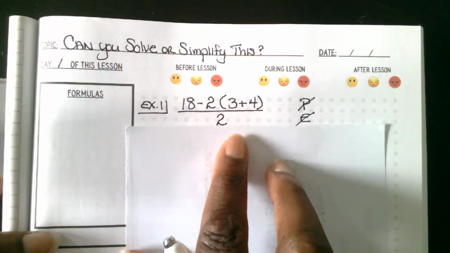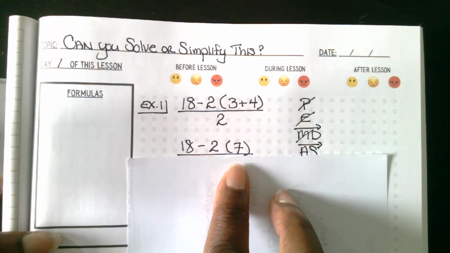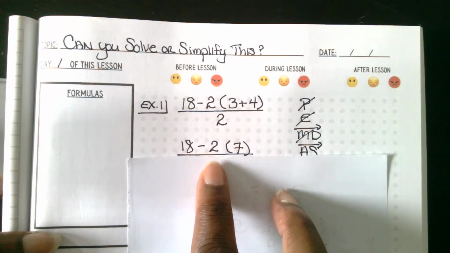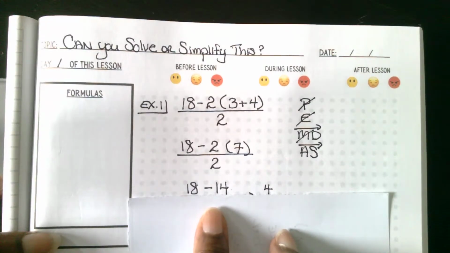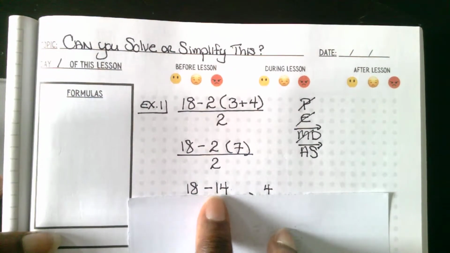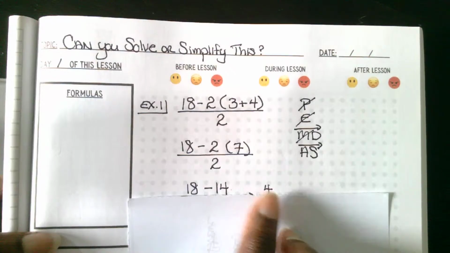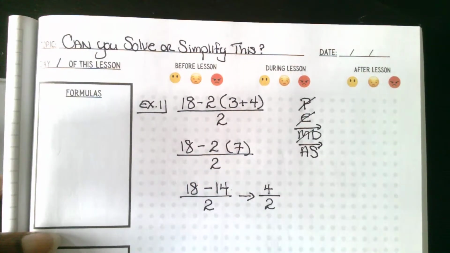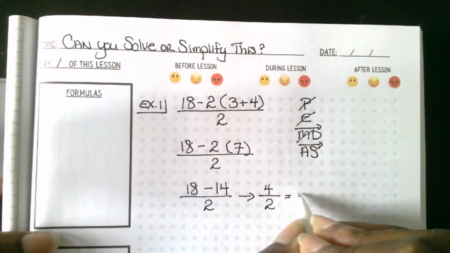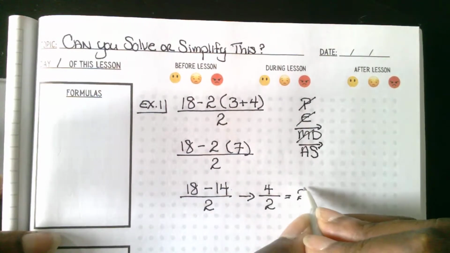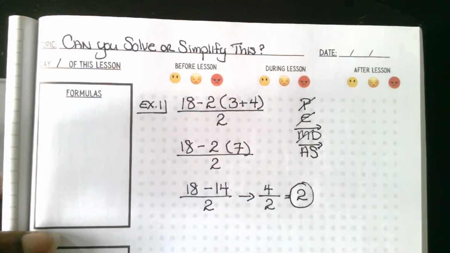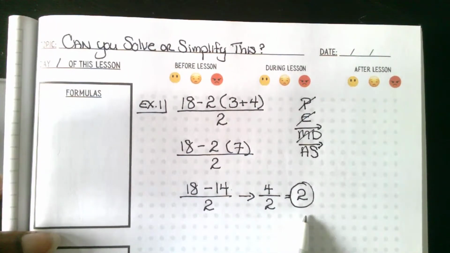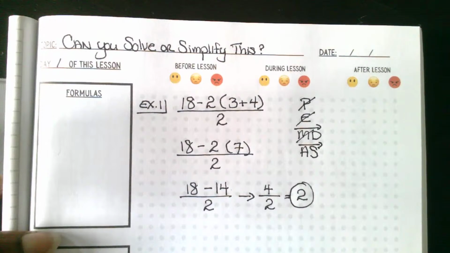So if we go with the parentheses, then you have your 7. Then we can do our multiplication. Then we have our 18 minus 14, and when we do that, we get our 4. And the only thing in the denominator that we carry down is our 2. So now 4 divided by 2 gives us 2. So our answer for this will be 2 as we walk through it step by step.